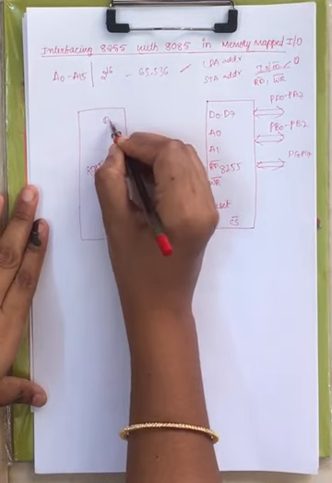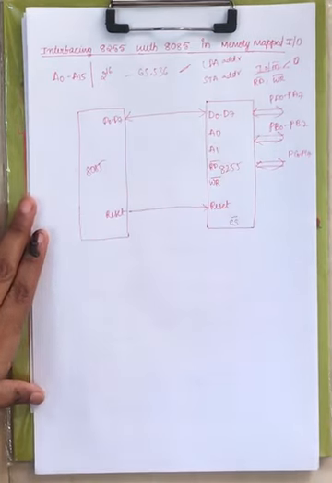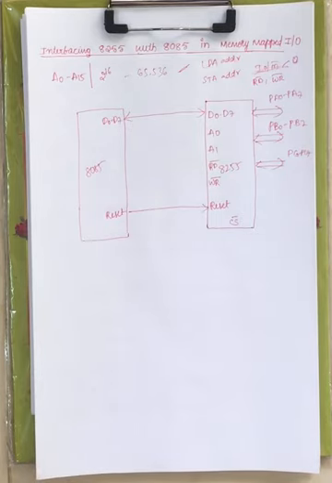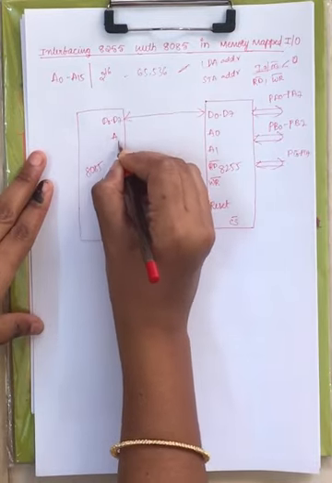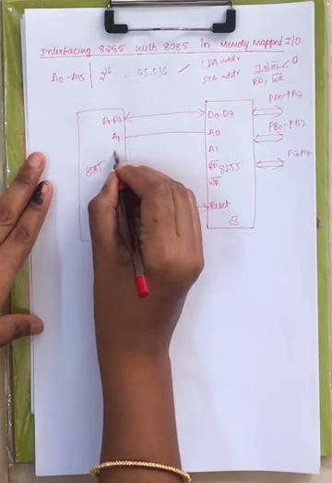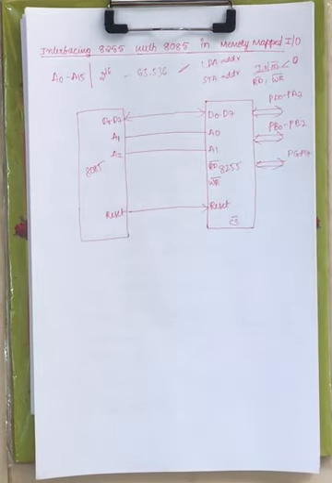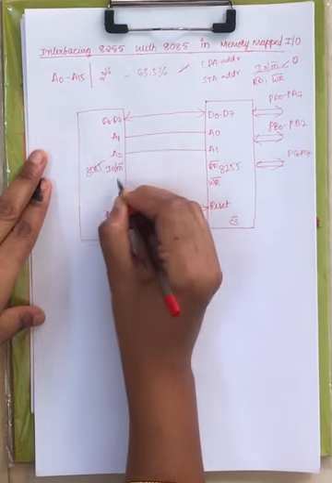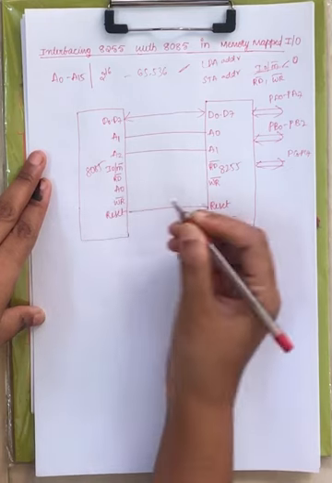Now D0 to D7 of 8085 is connected to D0 to D7 of 8255. Since it is bidirectional, I am using two way, right? Now after this, A1 of 8085 is connected to A0 of 8255. Now A2 of 8085 is connected to A1 of 8255. Everything is same, right? And next we have IO slash memory bar, read signal, A0 and write signal.